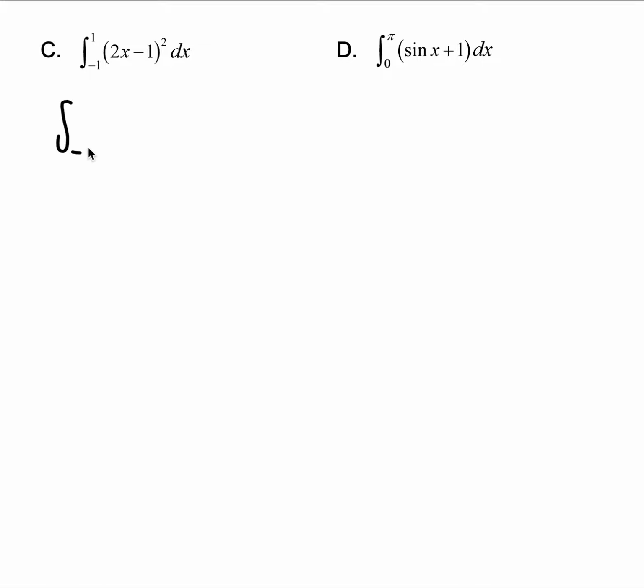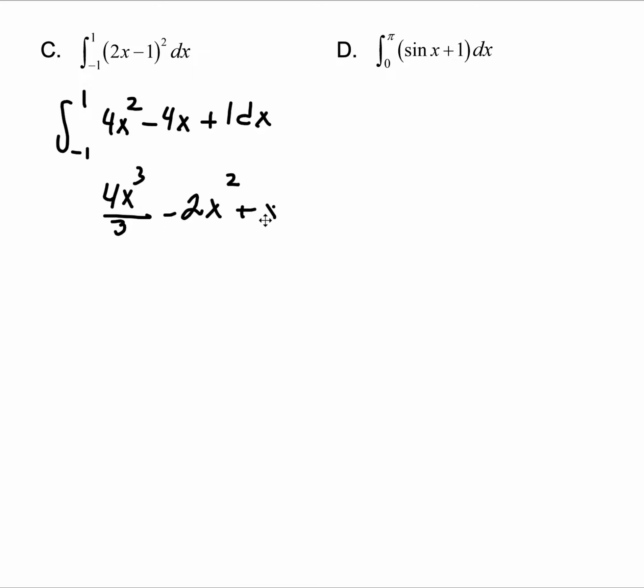And if you do that, you're going to have the integral from -1 to 1 of 4x squared minus 4x plus 1 dx. And when I take the integral, I should get 4x cubed over 3 minus 2x squared. Again, I had a 4, but remember the power is 2 and we divide by that 2. So 4 divided by 2 is 2, plus 1. And you're going from -1 to 1.